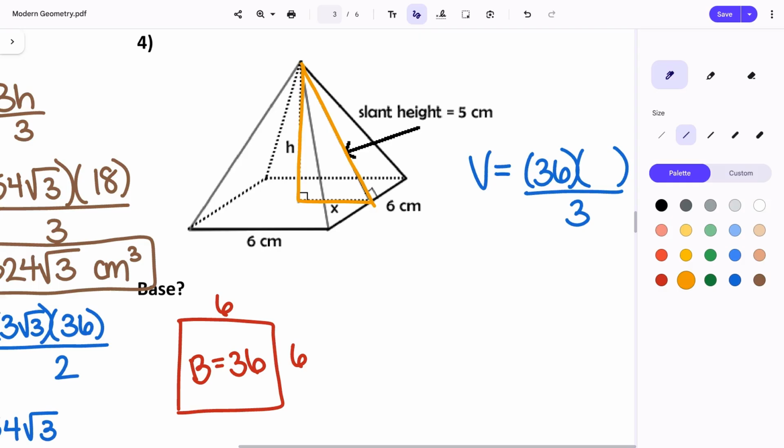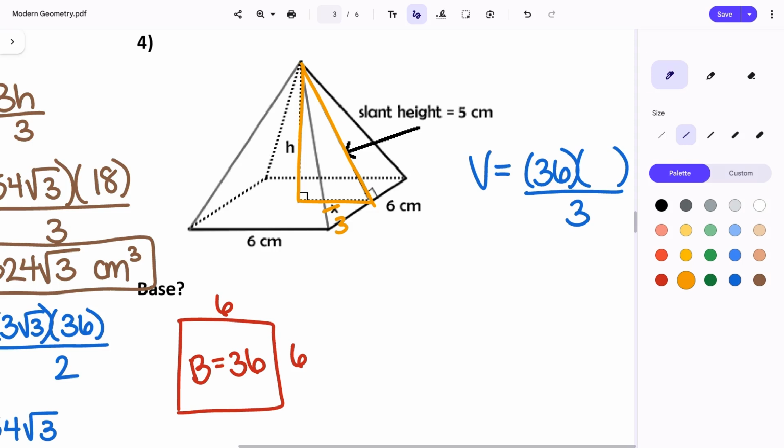This is acting like a radius here. So this is going to be half of that. Because all the way across would be 6, and this is only going halfway. So this is just going to be 3. So if you take 6 divided by 2, you get 3. That's the bottom side of this triangle. So instead of an x here, we can think of that as 3.